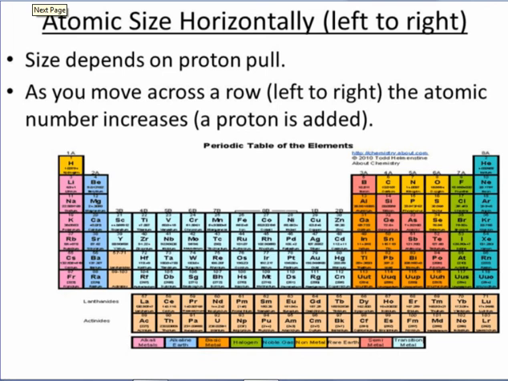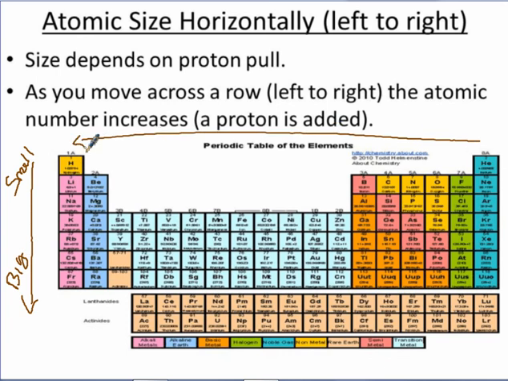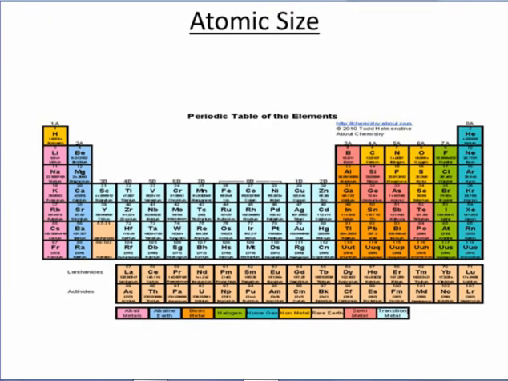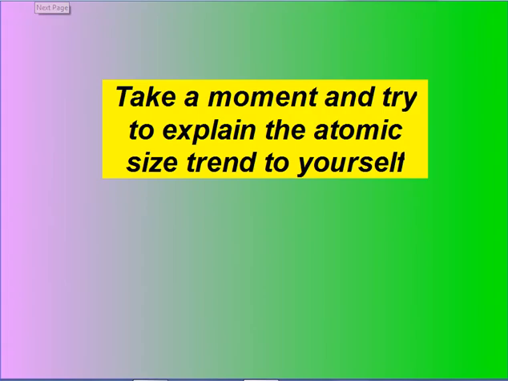Again, the vertical arrow, small, big. Horizontal arrow is going this way. Small over here, pulled nice and tight, big here. There's your atomic size trend, both vertically and horizontally. We just showed it to you. Take a moment, try and explain the atomic size trend to yourself, someone around you.